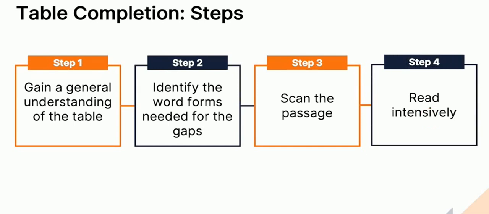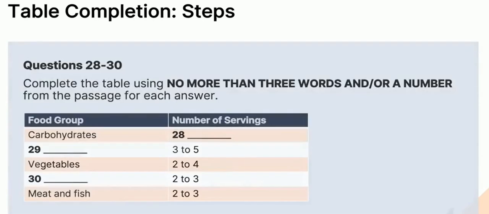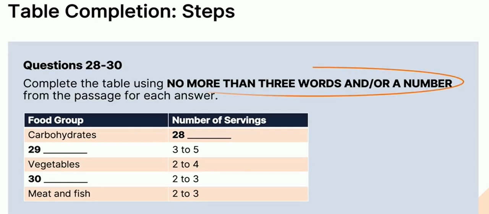Here's an example of a table completion question. Once again, you need to pay attention to the instructions and note how many words you need to use. In this table, you must use no more than 3 words and/or numbers. This means you could have 3 words, 3 numbers, or any combination of these.